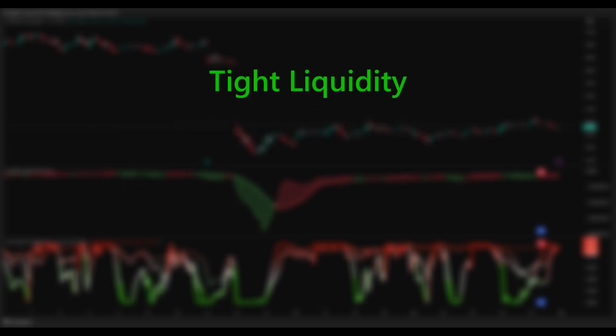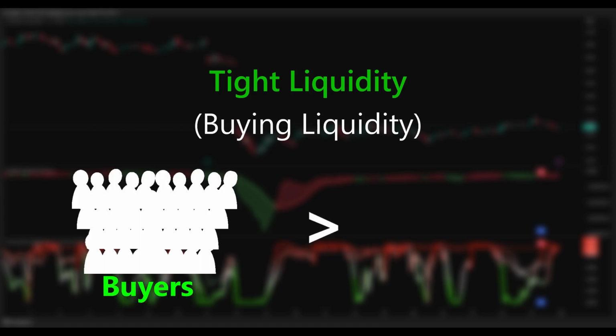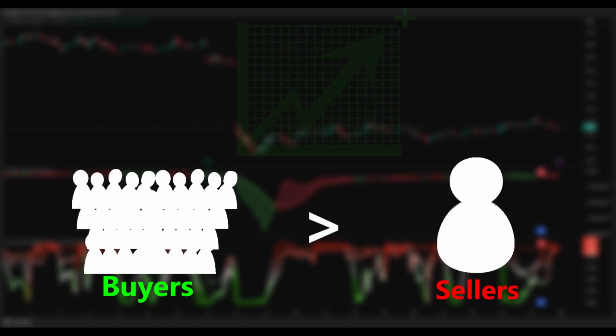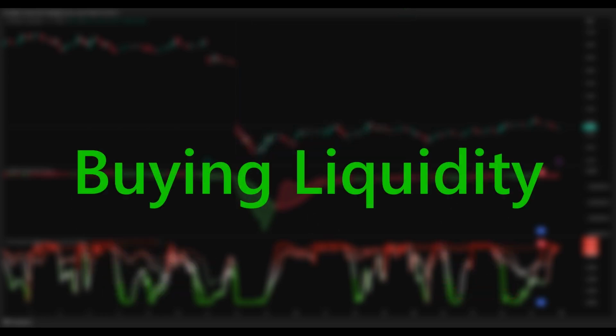Tight liquidity or buying liquidity. Tight liquidity occurs when there are more buyers than sellers. This creates upward pressure on prices as buyers compete to purchase the underlying asset. It is referred to as buying liquidity and is represented in green.